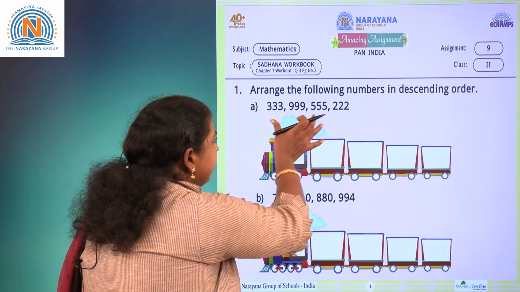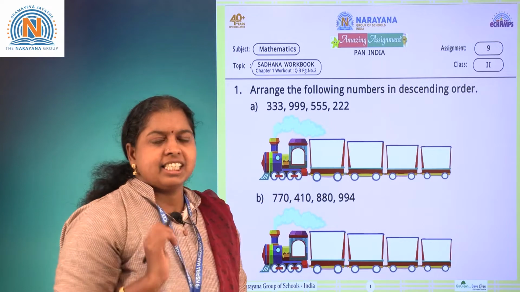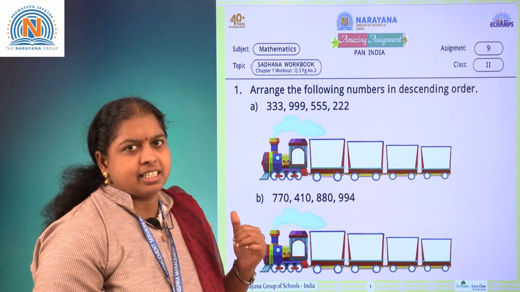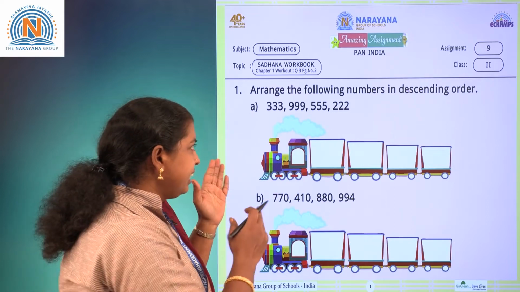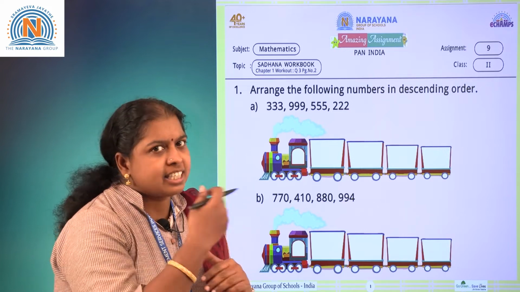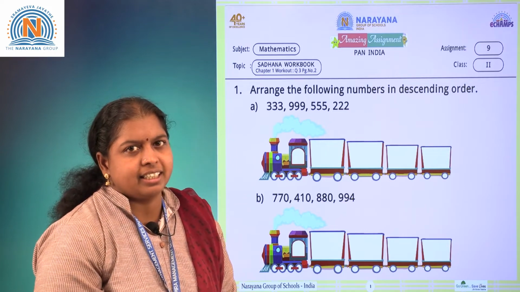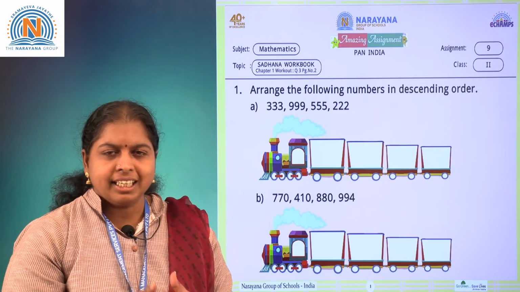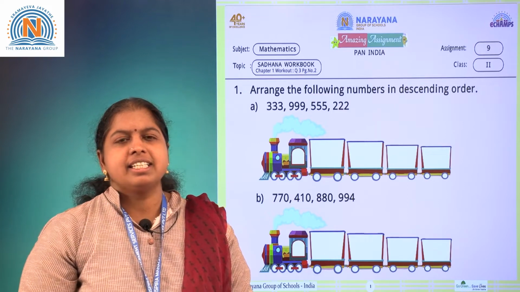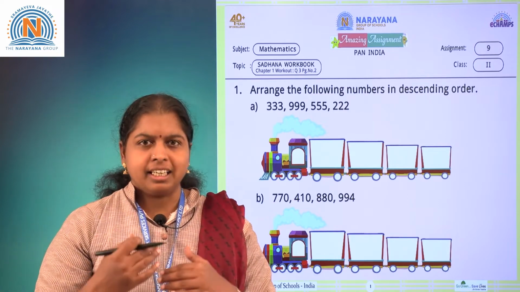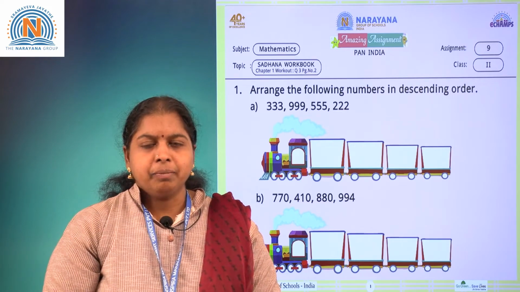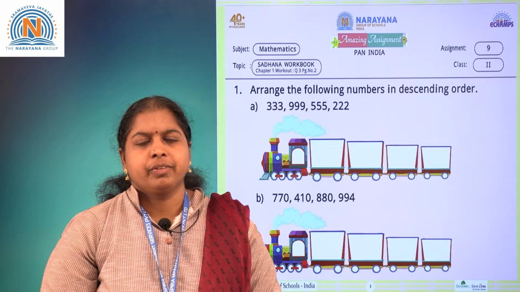If you observe, there are 4 numbers and each number is having 3 digits. So you have to identify which one is greater and then next greater and then the next greater. Means you are arranging the numbers in descending order. What do you mean by descending order, children? Descending order means arranging the numbers from greatest to smallest. Okay.